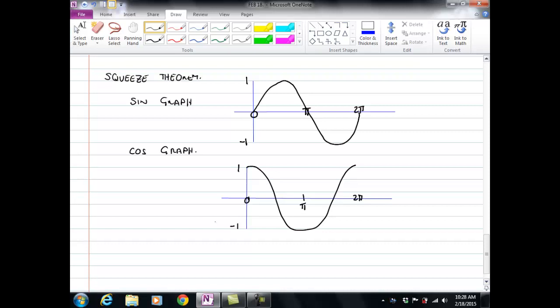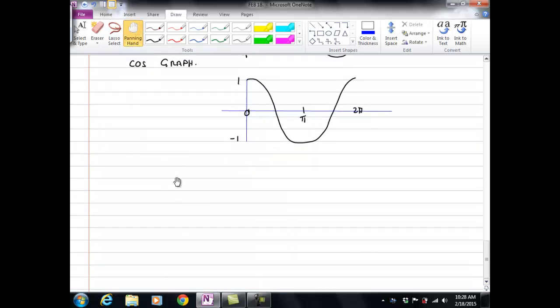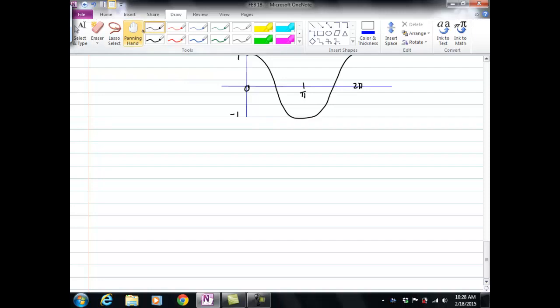Here is your question. I'm going to give you a question first, and I'm going to show you how to do it. Find lim x approaches 0 of x squared sine of 1 over x, with the bracket.